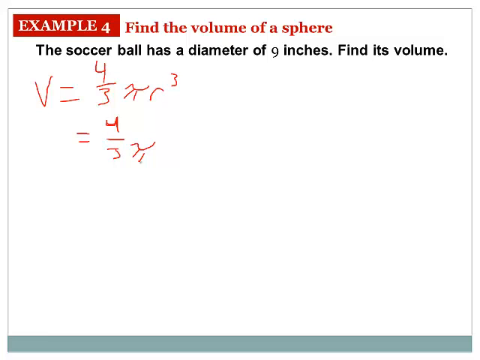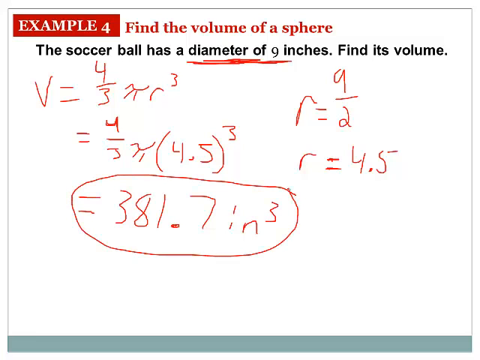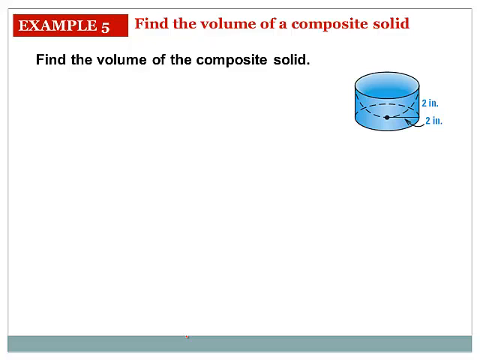And reread the question. Remember, it says diameter. So this says diameter is 9 inches. So I need to do 9 divided by 2, and that's going to give me my radius. So my radius is equal to 4.5. So I can go over here, plug in my 4.5, cube that, and once I solve for this, I will get 381.7 inches cubed.